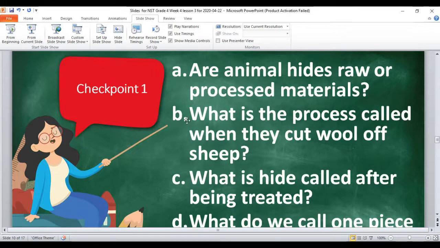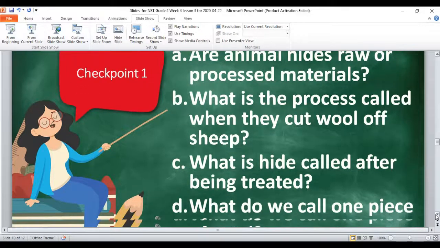Now, number B, what is the process called when they cut wool off the sheep? You remember there is a process we use when we cut the wool off the sheep. There is that name. You remember I've shown you the machine used to do it. Then number C, what is hide called after being treated? I just talked about it. After being treated, what do we call it?